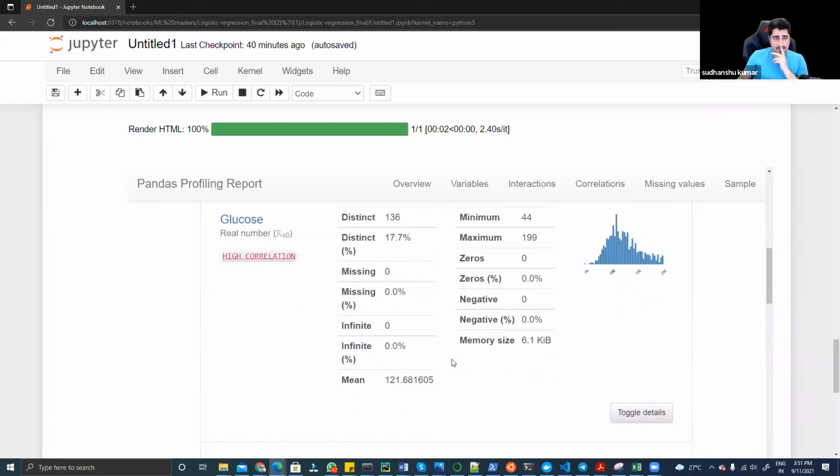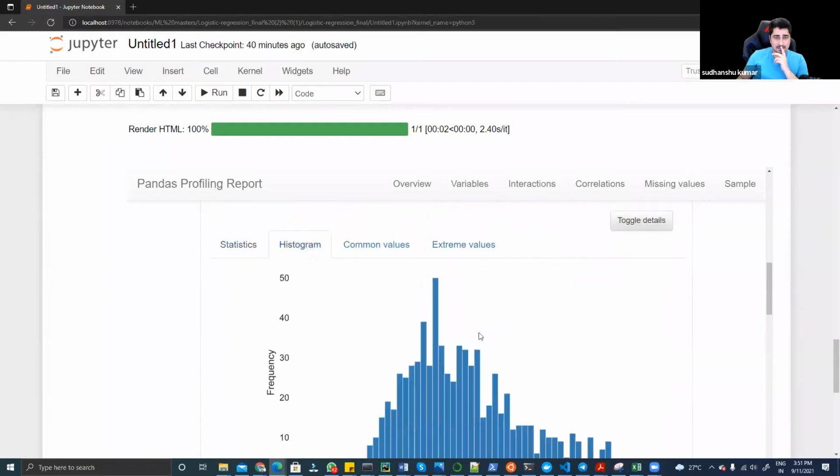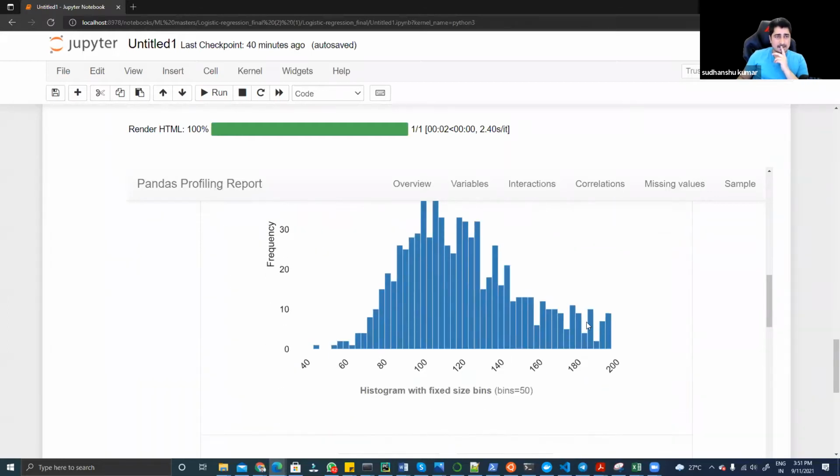That's a good idea. Now, if I talk about glucose, I think we have removed the zeros. If I look at this histogram, it looks like a normally distributed one. Last time, pregnancies had 111 zeros. That is completely fine, but that's the reason. So I told you, right?